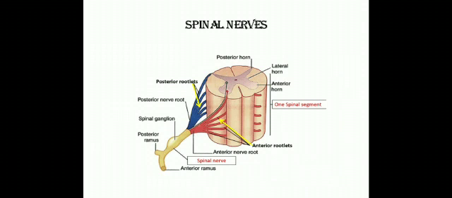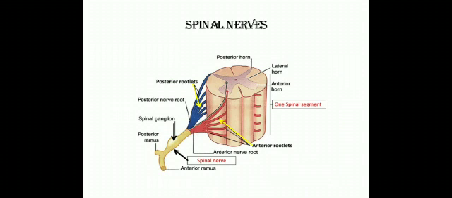These rootlets join near the intervertebral foramen to form the spinal nerve. The spinal nerve will have a motor and a sensory component. Then the dorsal root ganglia. As the dorsal rootlets converge, there is a swelling called the dorsal or posterior root ganglia. Here we can see the enlargement or swelling, that is the dorsal root ganglia.